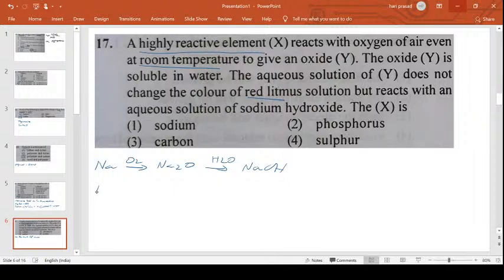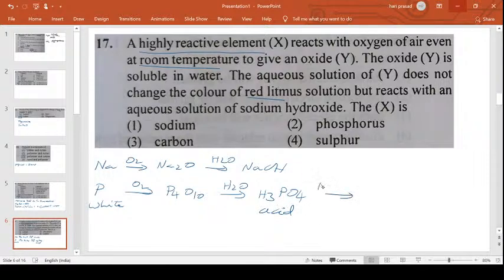Then we will take phosphorus. We will take white phosphorus. This white phosphorus reacts with atmospheric oxygen at room temperature itself, because its ignition temperature is less than room temperature. Therefore it burns with atmospheric air at room temperature to give phosphorus pentoxide. Phosphorus pentoxide with moisture gives orthophosphoric acid. This acid can convert blue litmus into red, but not red litmus into blue.